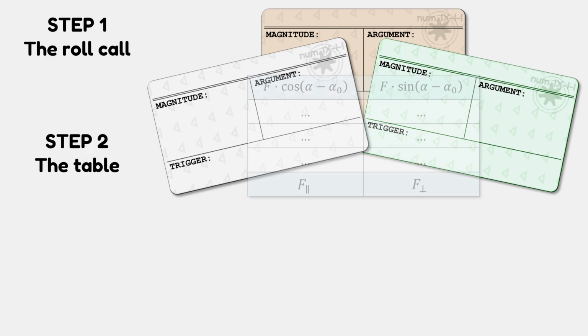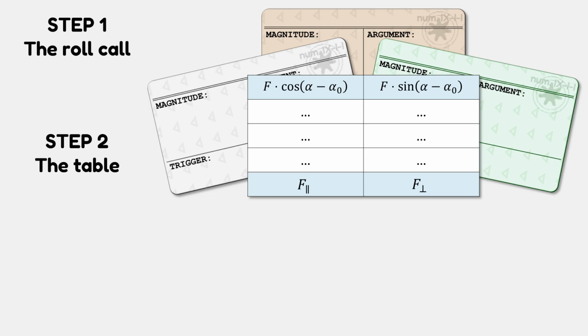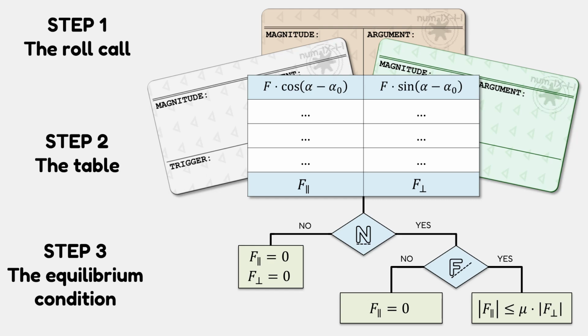Step 2. Fill the table with the force data. Then sum each column to get F parallel and F_perp. Step 3. Check the presence of the normal force and the friction to establish which equilibrium condition applies.